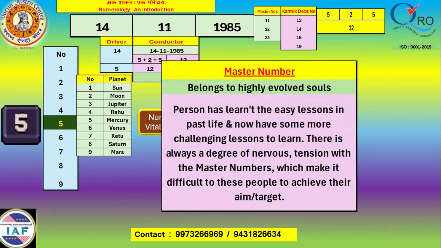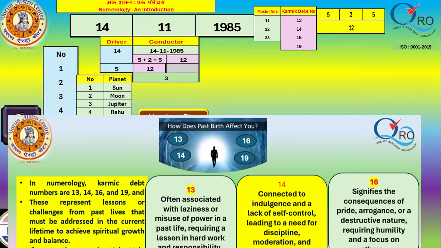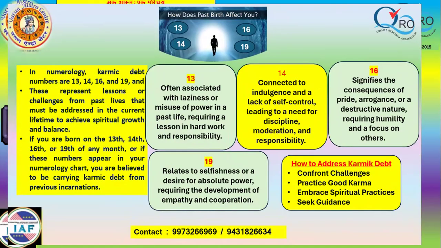So if you see all the numbers, 11, 22, 33. 11 is appearing here in the month itself. 13, 14, 16, 19 are the karmic debt numbers. These represent lessons or challenges from past lives that must be addressed in the current lifetime to achieve spiritual growth and balance. If one is born on the 11th, 13th, 14th, 16th, or 19th of any month, or if these numbers appear in the numerological chart, it is believed to be carrying karmic debt from the previous incarnation.